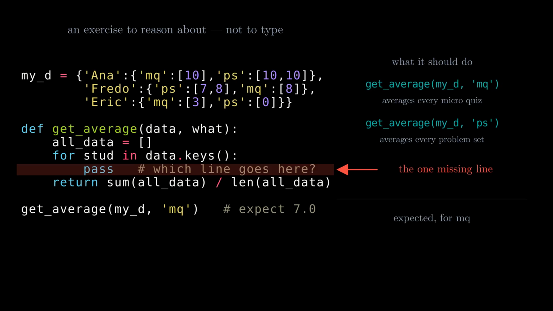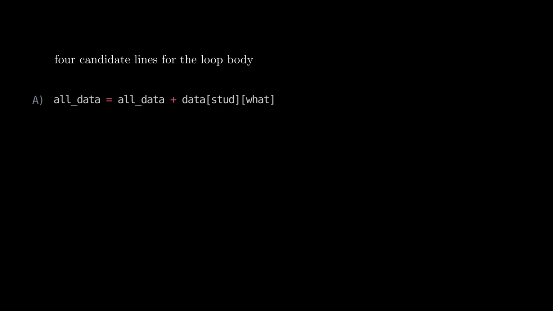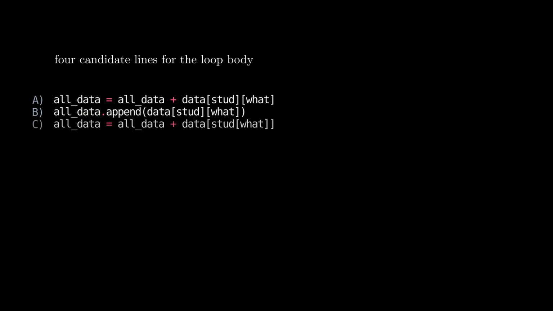When we call getAverage on myD with MQ, we expect it to average Anna's 10, Fredo's 8, and Eric's 3. 21 divided by 3 is 7.0. There are 4 candidate lines, all lettered. Option A: all_data equals all_data plus data, indexed by start, then by what. Option B: all_data.append of data, indexed by start, then by what. Option C: all_data equals all_data plus data, indexed by start, indexed by what. Option D: all_data.append of that same start, indexed by what.